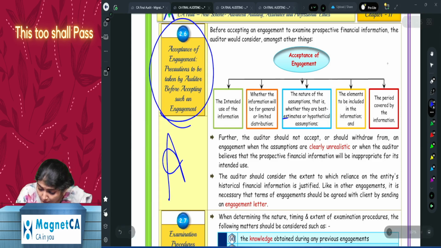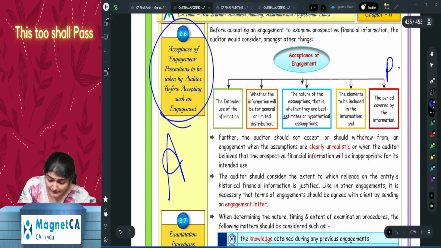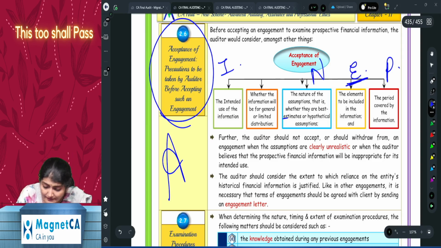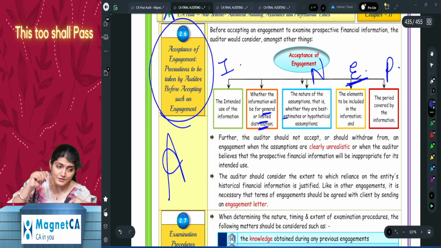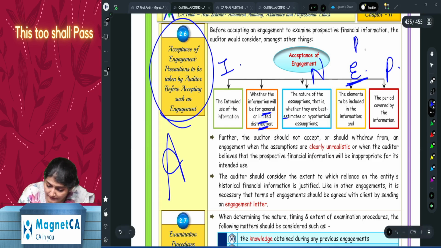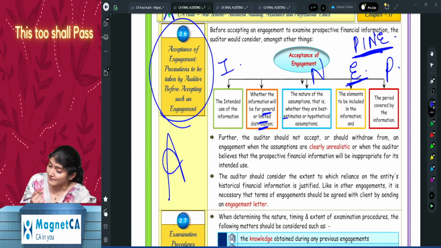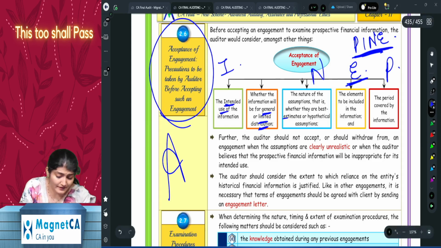Right? Why? Because look at the period covered. Right? Look at the intended use of the information. Look at the nature of the assumption, the elements to be included in the information. And again, whether the information is for general or limited distribution. Right? So what are the factors while accepting the engagement? The PINE. Right? Or you will be fined. So what is the PINE? The period covered. Then after that, the information, right? The intended use of the information. Then the nature of the assumption and the elements to be included in the information.